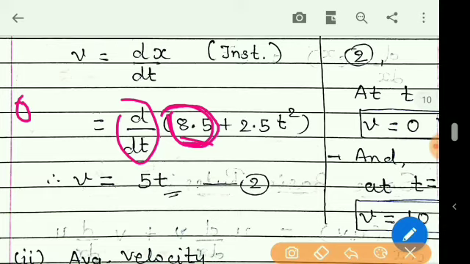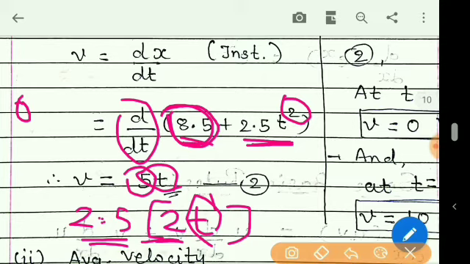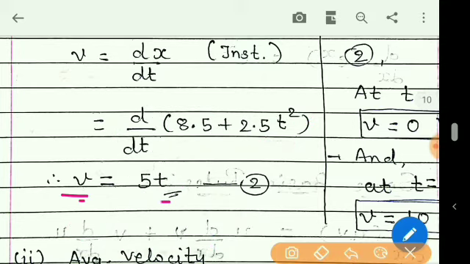Now we will differentiate 2.5 t square. Differentiation of this 2.5 t square will be, 2.5 is a constant, so we take it out as I told earlier. And then what will we do? For this t square, 2 is the multiple and t raised to what will be the power? We know that the power is reduced by 1. So 2 minus 1 is 1. So finally what will we get? 2.5 into 2 is 5. And t raised to 1 means it is simply t only. So we got v is equal to 5t.